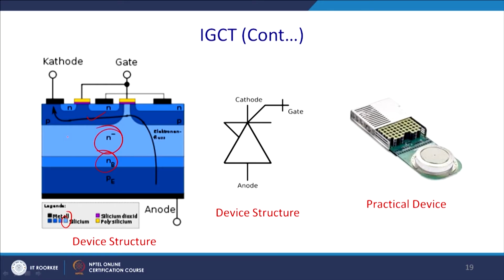And this is the symbol of this device. You have a gate, cathode, anode, and this is the practical device. It comes with the heatsink and everything. It is quite compact. It is something like a plug and play device. Nowadays this term is used, plug and play. So, something like that.